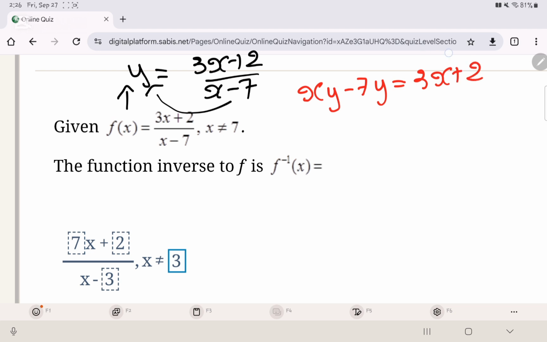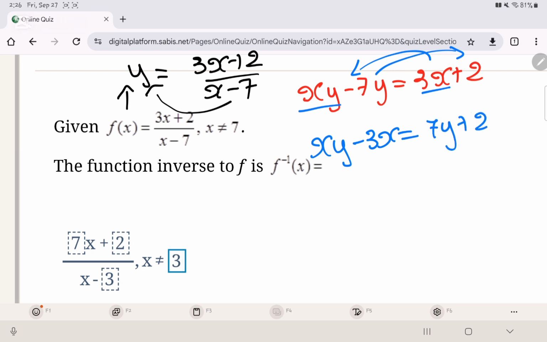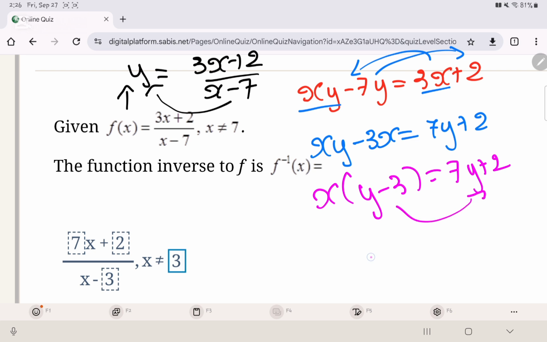Then we're going to move all of the ones that have x to the other side. So xy, we're going to move it here, and y, we're going to move it there. So xy minus 3x is equal to 7y plus 2. Okay, then we're going to take out x as a common factor. So x times y minus 3 is equal to 7y plus 2. Then we're going to move y minus 3 to the other side. X is equal to 7y plus 2 over y minus 3.